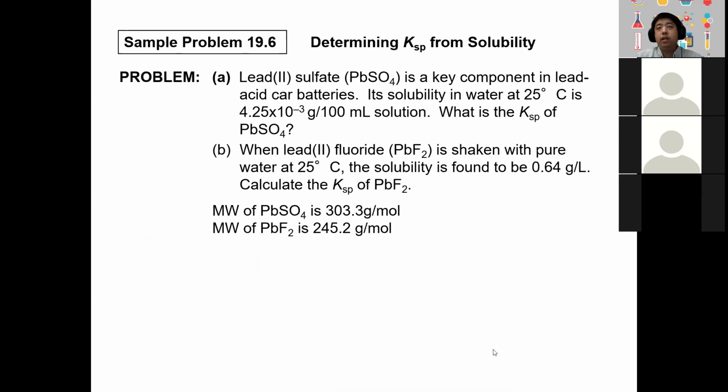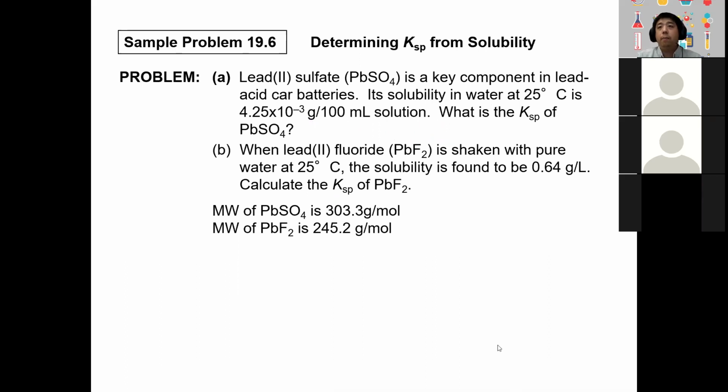Okay, so with that said, this is in grams per 100 milliliters. I want to change this into moles per liter. So I need to change the first part to moles, and the second part into liters. All right. Any questions before we do this?